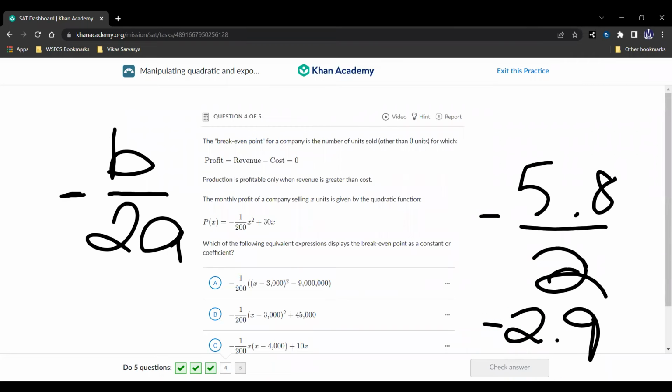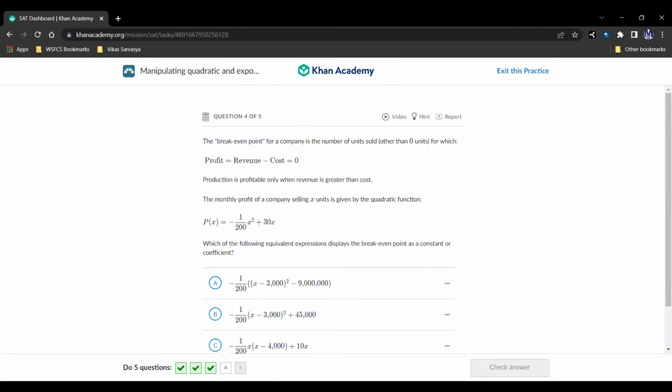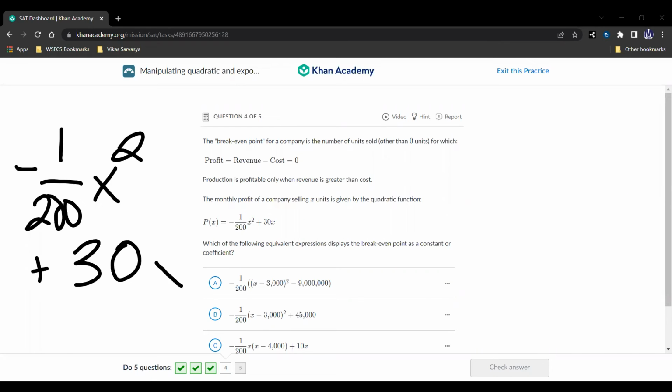All right, question number 4. Here it is. The break-even point for a company is the number of units sold other than 0 units, for which profit equals revenue minus cost equals 0. Production is profitable only when revenue is greater than cost. The monthly profit of a company selling x units is given by the quadratic function of negative 1 over 200 x squared plus 30x. Which of the following expressions displays the break-even point as a constant or coefficient?